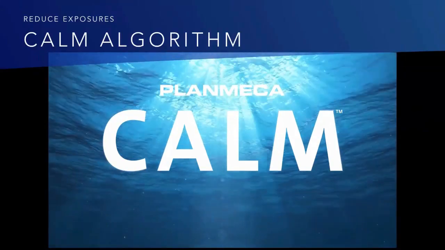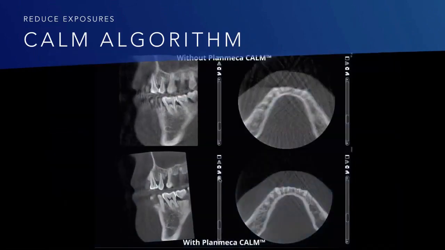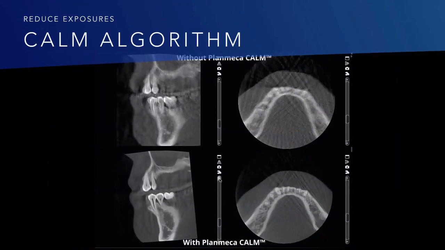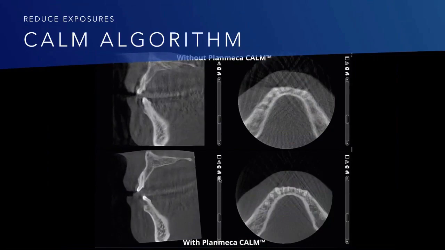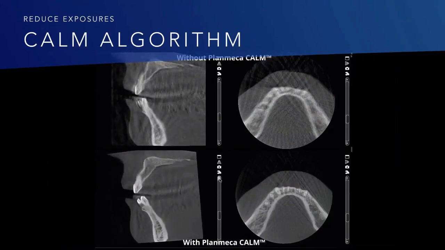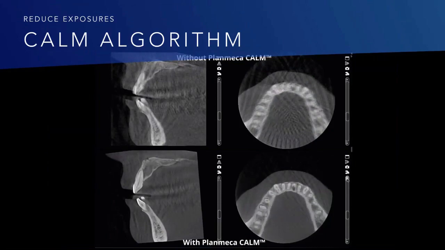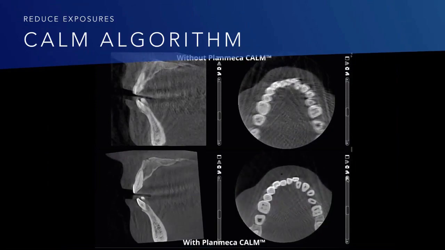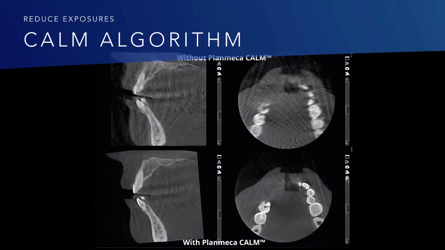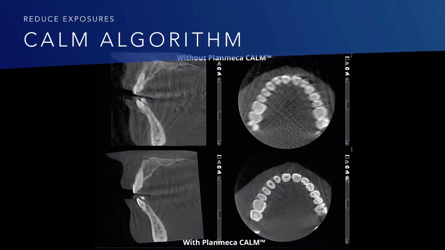One other thing that Planmeca has done is come out with an algorithm called CALM. What it does is it reduces the effect of patient movement on image quality. The number one reason that you are likely to have to retake a radiograph, whether it's 2D or 3D, is because of patient movement. Using an algorithm, they've been able to minimize the effect that patient movement has on the image quality or the volume that's then rendered.